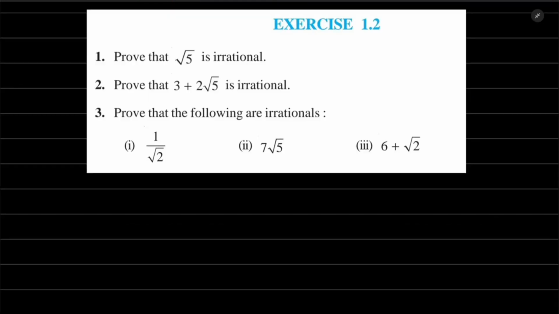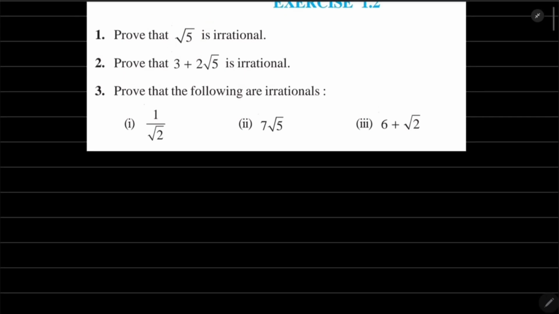NCERT exercise 1.2. Let's start. The first question is, prove that root 5 is irrational. Now, all the questions in this exercise are extremely important for the board examination. So do watch till the end, and please do try it yourself. Make a note of how to prove that root 5 is irrational. Instead of root 5, you could be asked root 2 or root 3. This is a very important question, and all the other questions have to be done the same way.